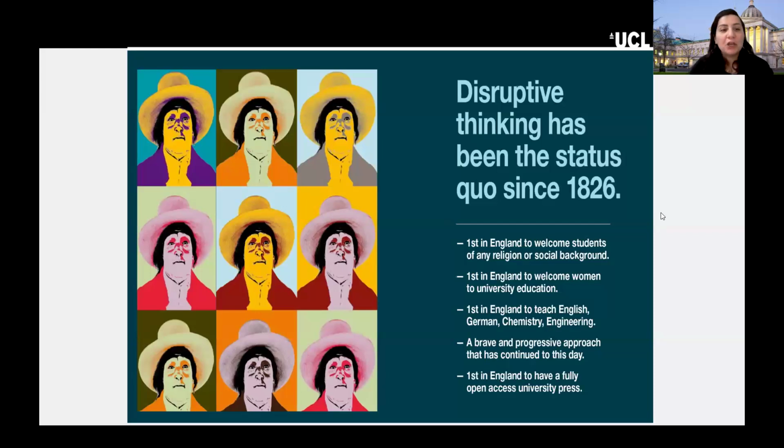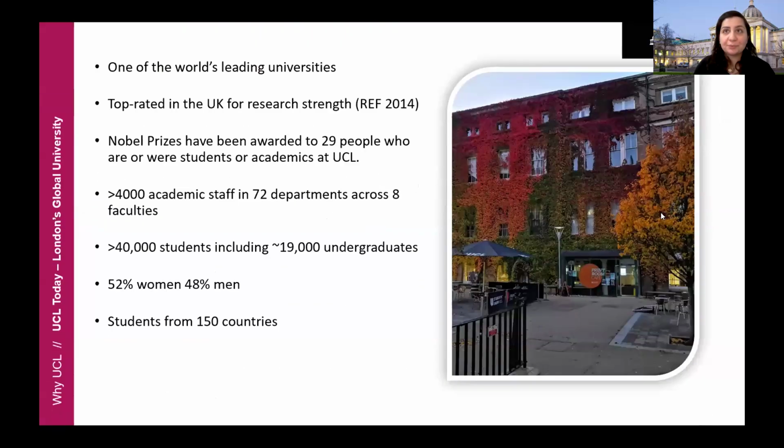Yes, perfect. Okay. So UCL is one of the leading universities in the world, and we're known for disruptive thinking. I don't know if you know this person. He's the spiritual founder of UCL because he was introducing disruptive thinking, and we were the first to welcome women at university, people coming from different religions or ethnicities, and creating this kind of disruptive thinking to combine different fields together, like science and art as well.